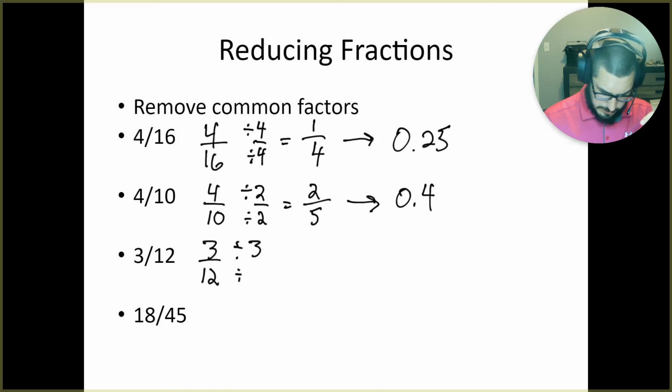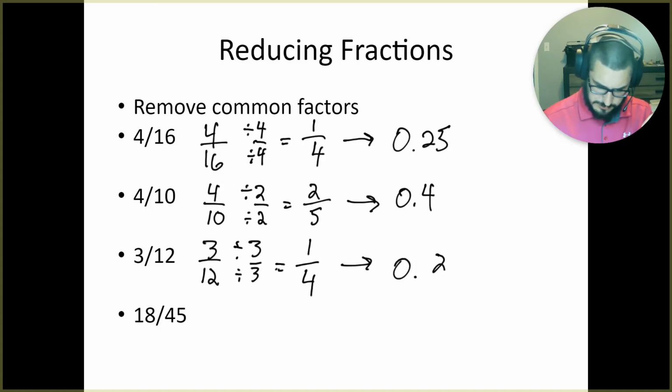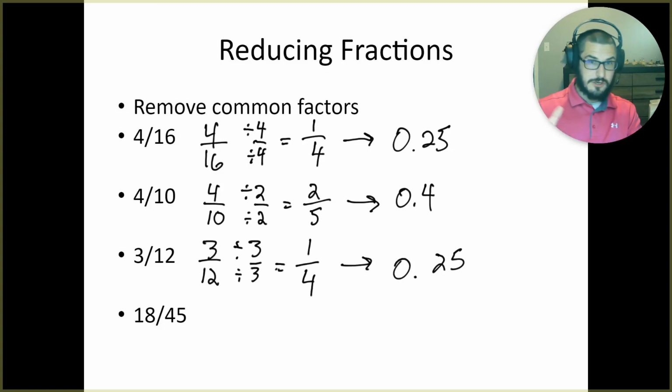Okay. Then 3/12. We're going to reduce that down to get something more manageable for us. Divide by 3 on both of those, and we've got 1/4, which we already know was 0.25. Okay. Questions so far? Make a note of them. Let me know in class.